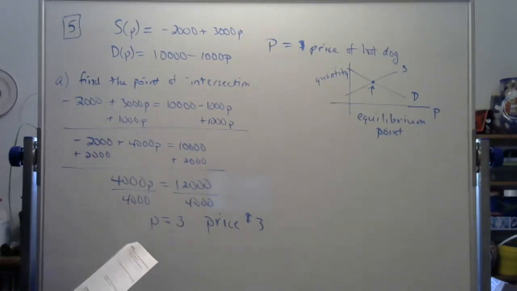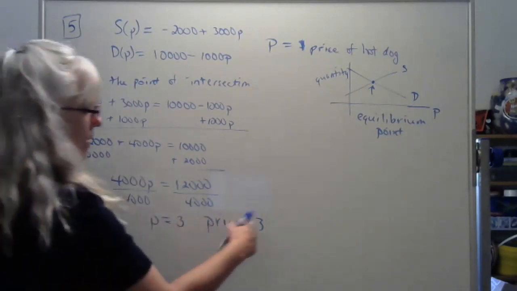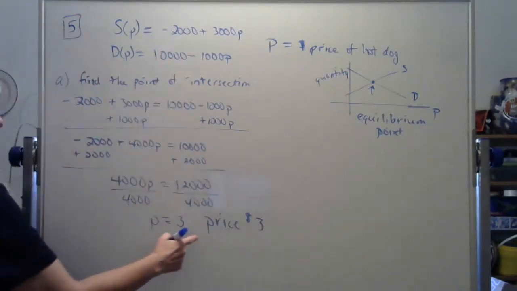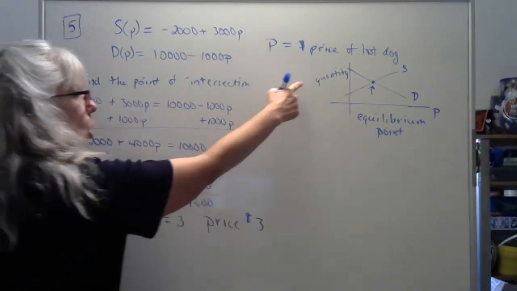They also want to know what's the equilibrium quantity. So in other words, if I sell them at $3 a piece, my supply and my demand are going to be the same, but we need to figure out what that demand and supply is. So what's our quantity going to be?